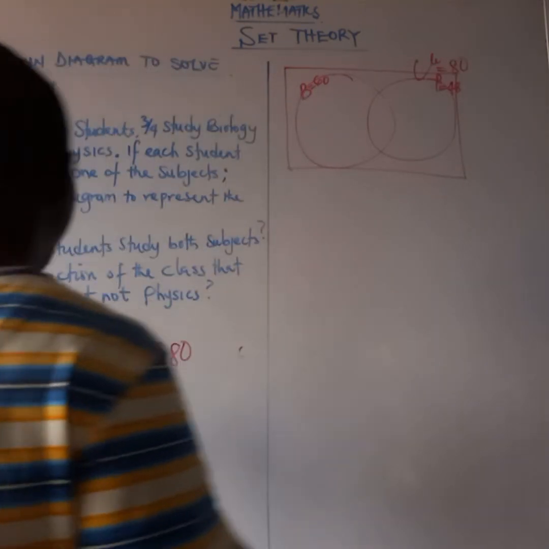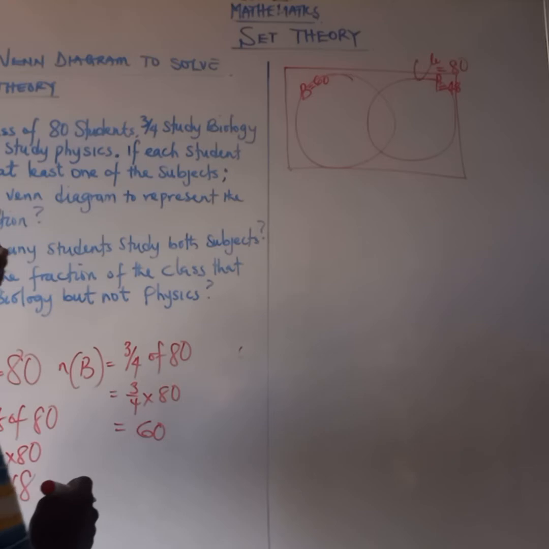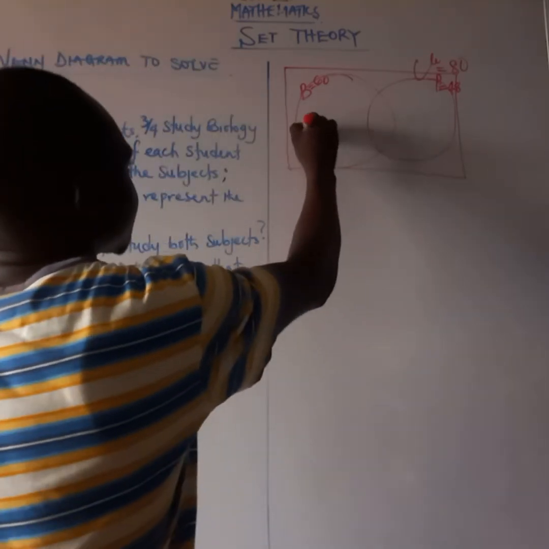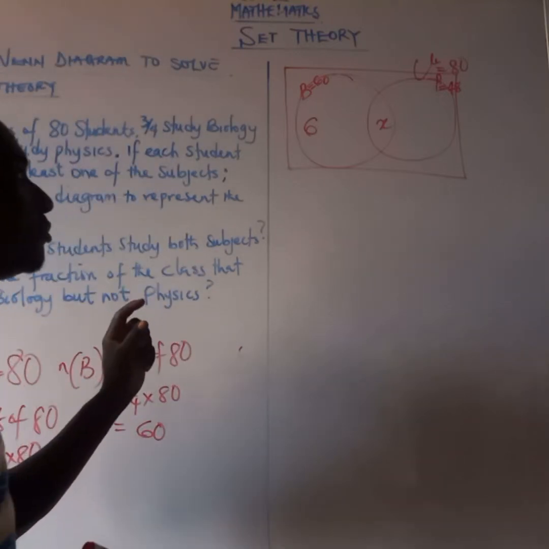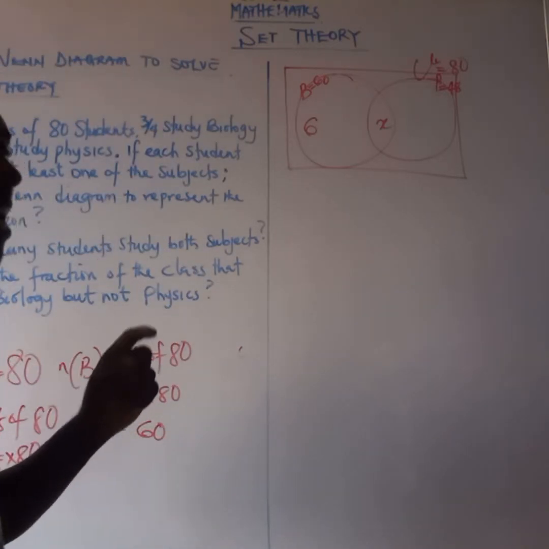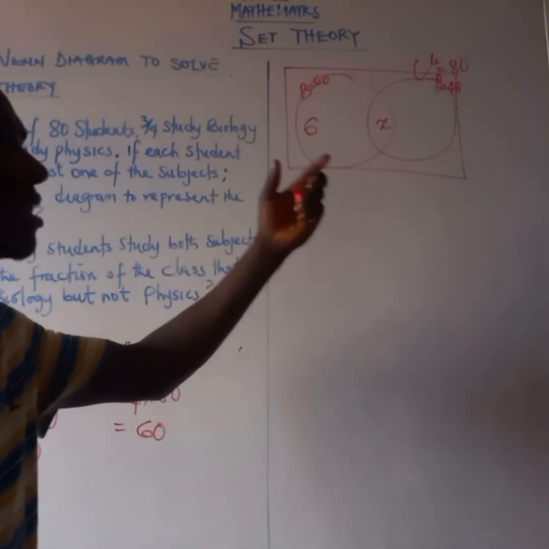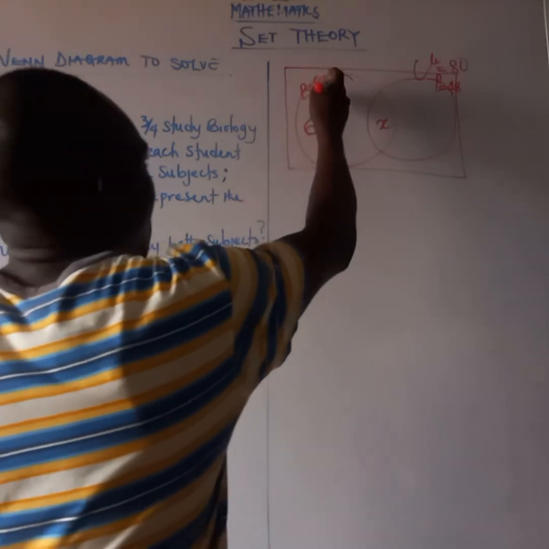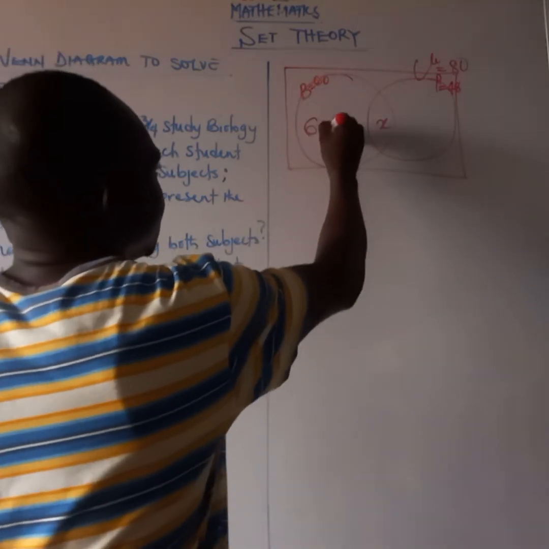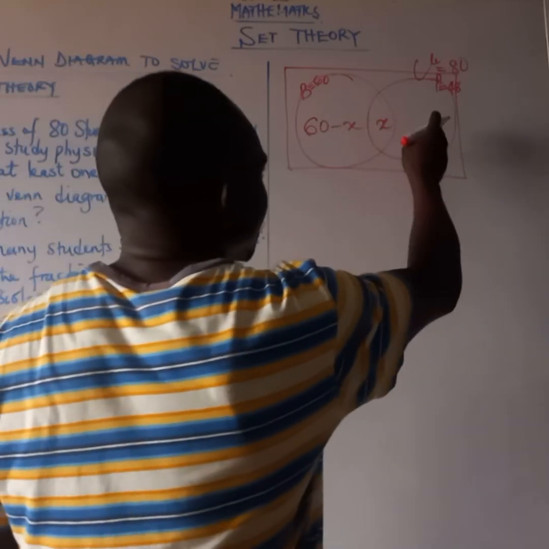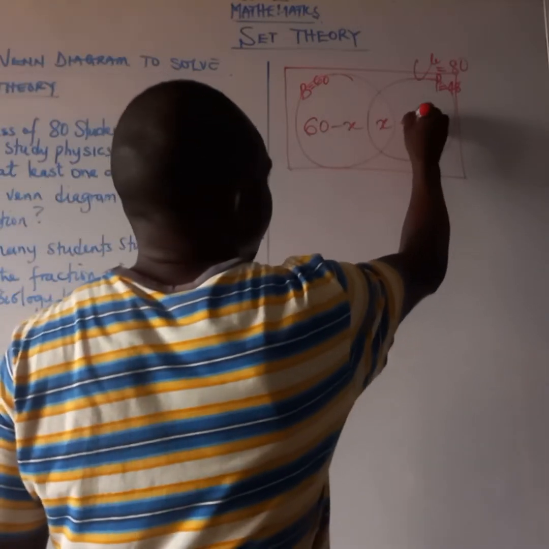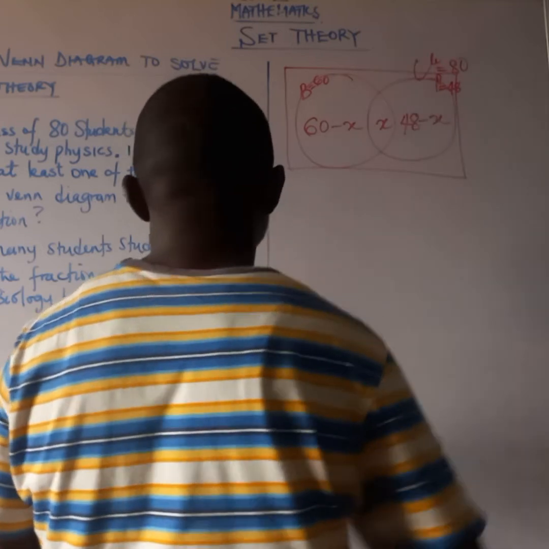Then the number of students that study only biology will be 60 minus the both class, which is X. The number of students that study both subjects, physics and biology, we are not given, so we represent it by X. So our biology-only students will now be 60 minus X. The students that study physics without biology will be 48 minus X.